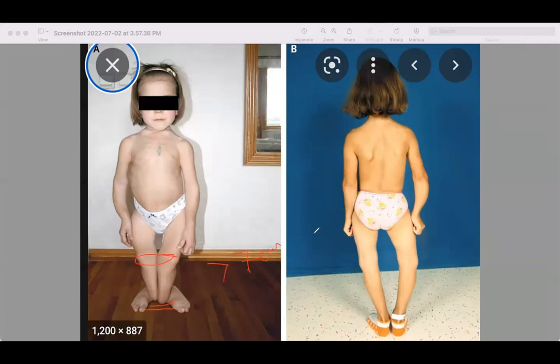So genu varus and genu valgus, these are two different things. In genu varus deformity, the intercondylar distance will be more than 7. In genu valgus deformity, the intermalleolar distance will be more than 7. Am I correct, Dr. Pankaj? Yeah, correct. But I want to point out one important thing.